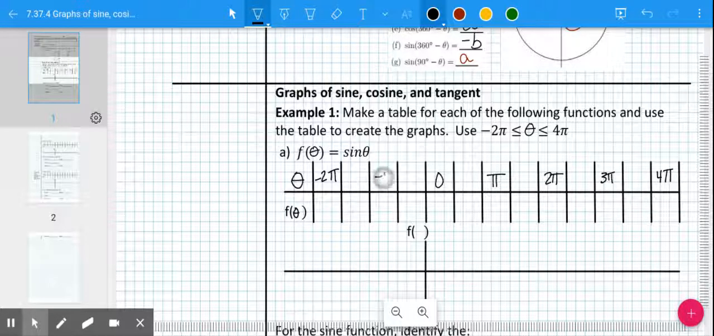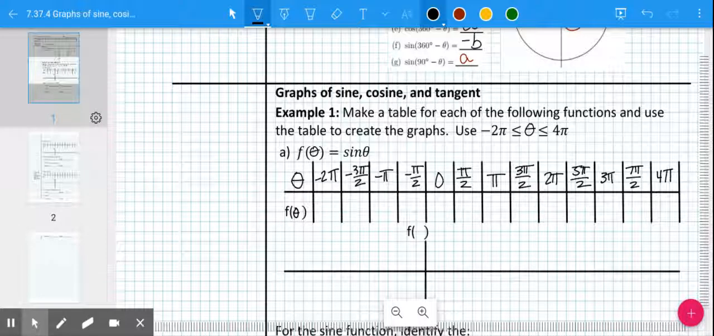So then I can go backwards to do negative pi here. And then in between, I'll have the half pi's. So this is pi over 2, 3 pi over 2, 5 pi over 2, and 7 pi over 2. Or I can go backwards to negative pi over 2, negative 3 pi over 2, etc.